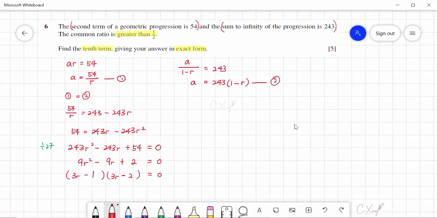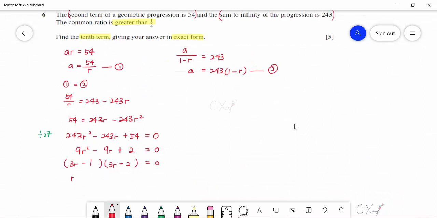Okay, so when we go until this step, it is very clear that you have two values of R. The first one will be R equals 1 over 3. Another one will be R equals 2 over 3. Then for these two values of R, we will actually ignore the first one, which is 1 over 3. Why? Because of the information given on top in the question saying that your common ratio should be greater than half. Therefore, there's only one value here which is greater than half. It is R equals 2 over 3.